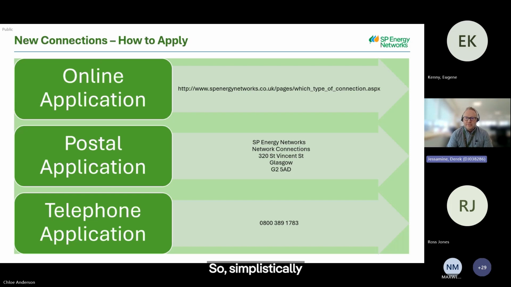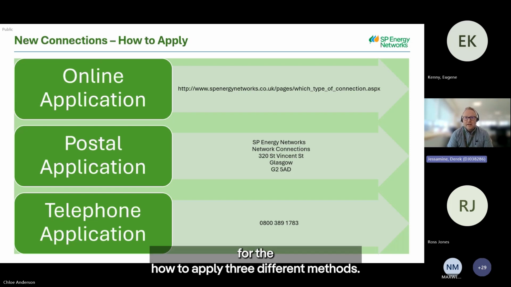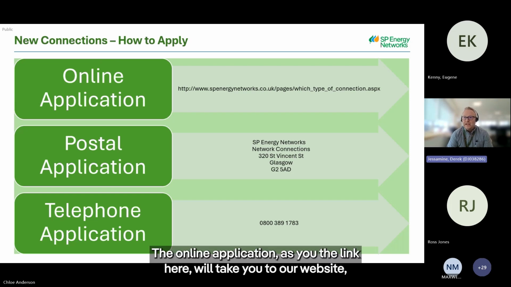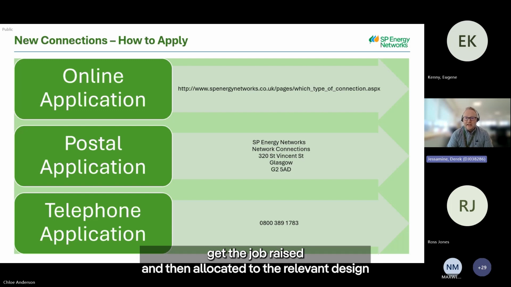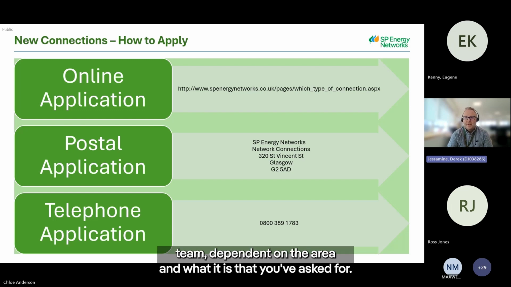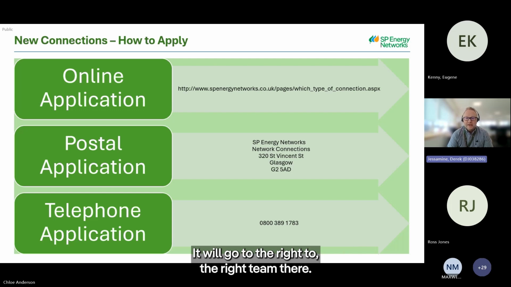So simplistically, for how to apply, there are 3 different methods. The online application: the link here would take you to our website, and you can complete an online application which gets into our system, will get the job raised and then allocated to the relevant design team, depending on the area and what it is that you've asked for. It'll go to the right team there.